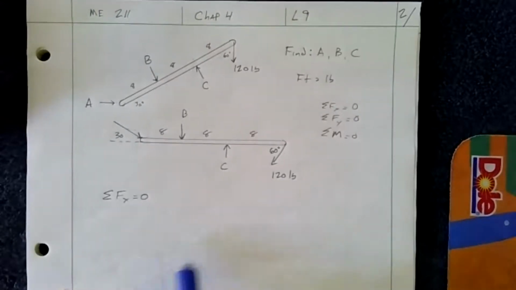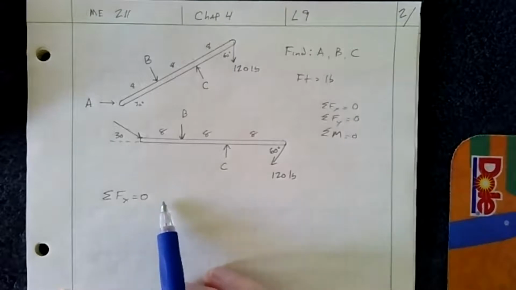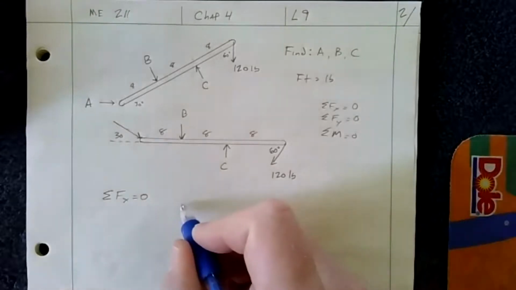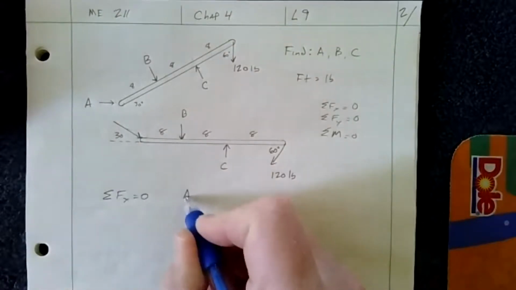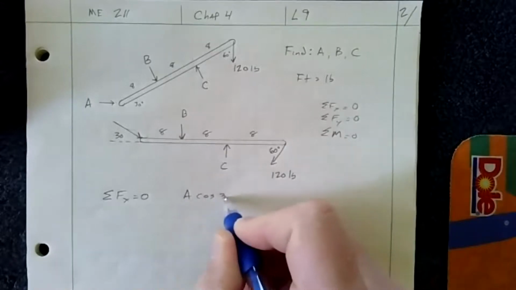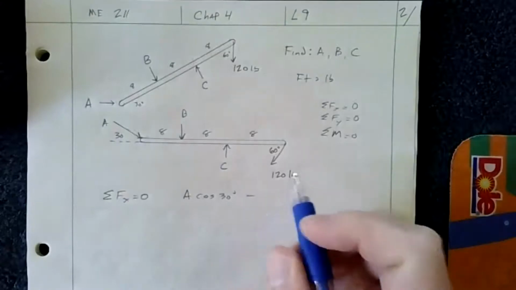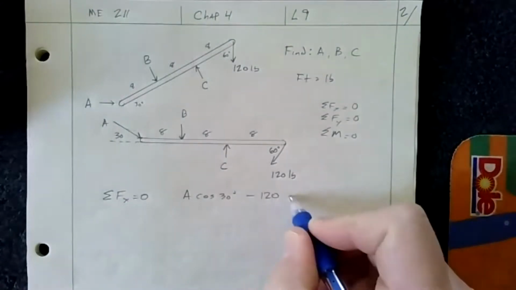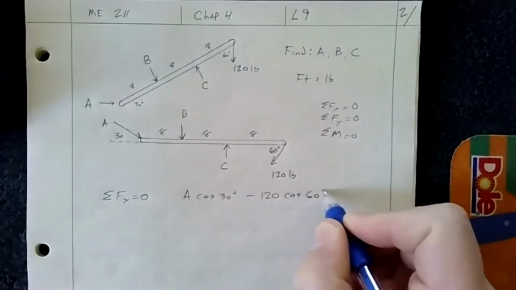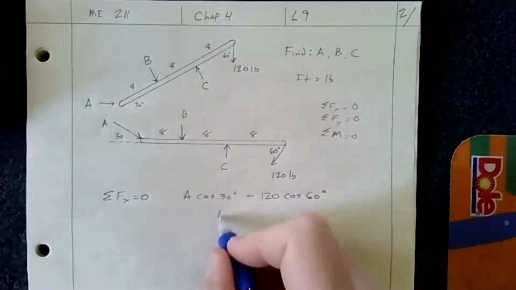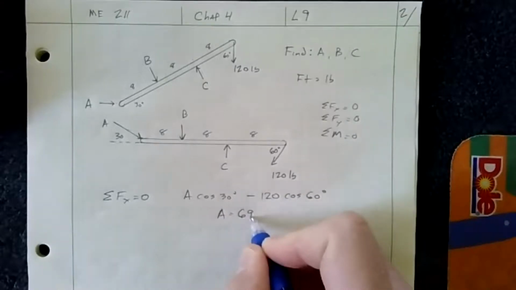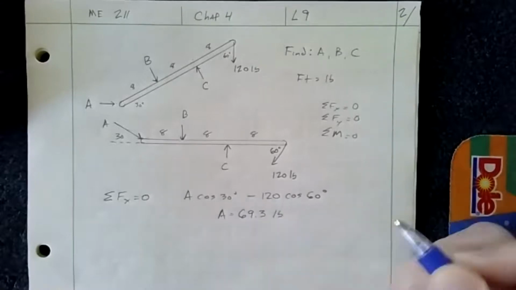So let's go, getting back to this. Sum the force in the X to 0. So what do we have? We have A cosine 30 going positive minus 120 cosine 60. And so A is 69.3 pounds.